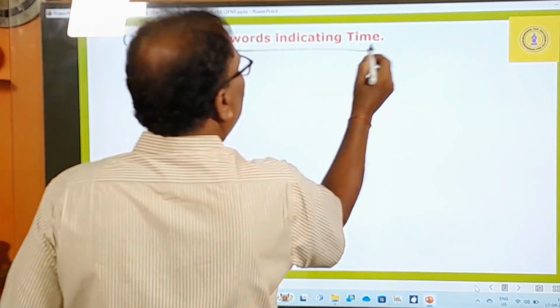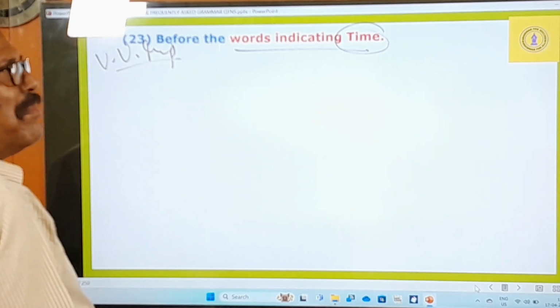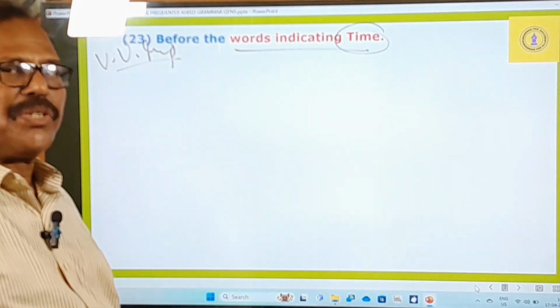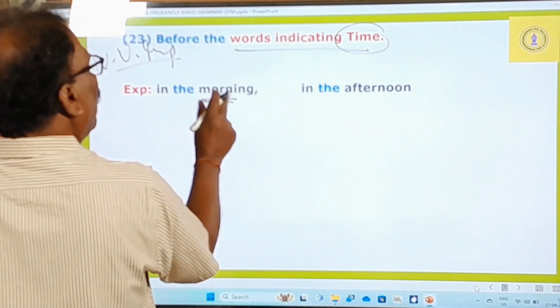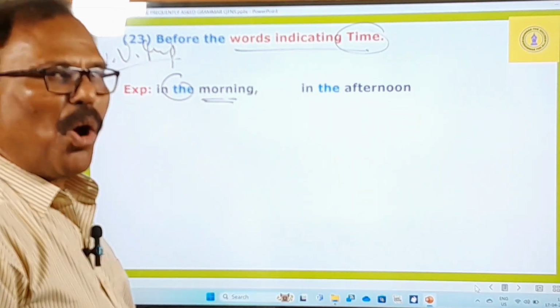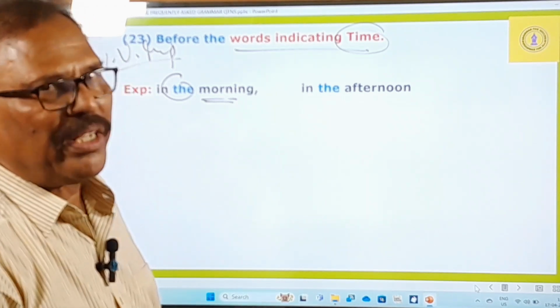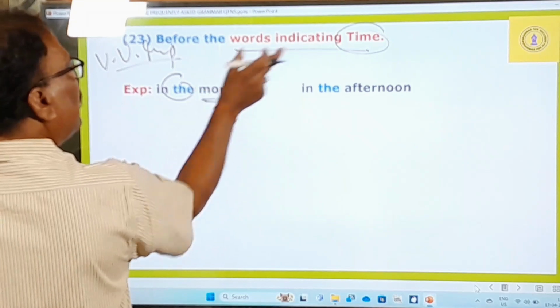Before the words indicating time, very, very important. Before the words indicating time, we must use the definite article. How? Let us see that. In the morning. You cannot simply say in morning. I wake up in morning. He came to me in morning. You cannot say that. You say in the morning. Morning is the word indicating time.